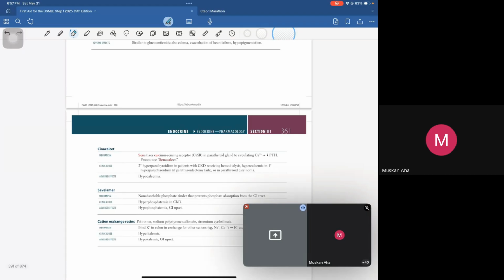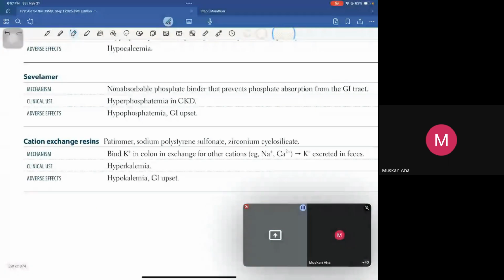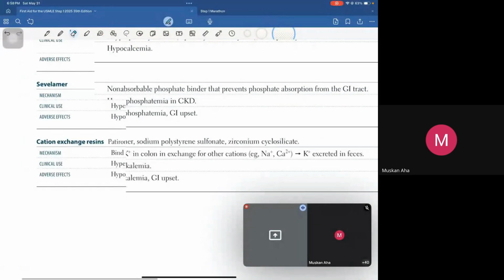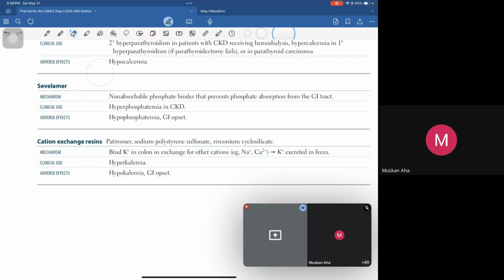Sevelamer is very easy, right? So what does sevelamer do? Sevelamer is going to bind the phosphate in the GI tract, and that phosphate is not going to get absorbed, right? And we went into the detail of parathyroid hormone, right? That whenever parathyroid hormone is high, it's going to excrete the phosphate. There is going to be hypophosphatemia.